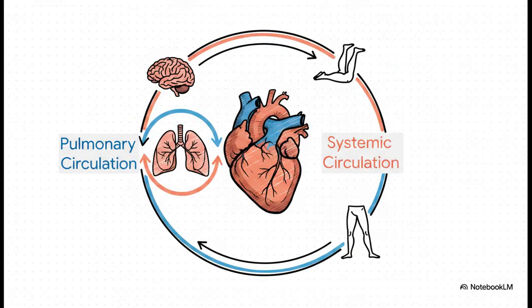A lot of people think the circulatory system is just one big loop, but it's actually two separate ones working together. You've got the pulmonary circuit, that's the short trip from the heart to the lungs and back again. Its only job is to pick up oxygen. Then you've got the much bigger systemic circuit, which takes all that freshly oxygenated blood and delivers it to every other part of your body.